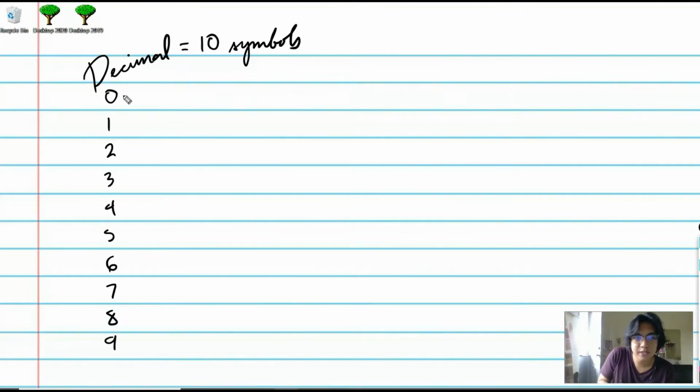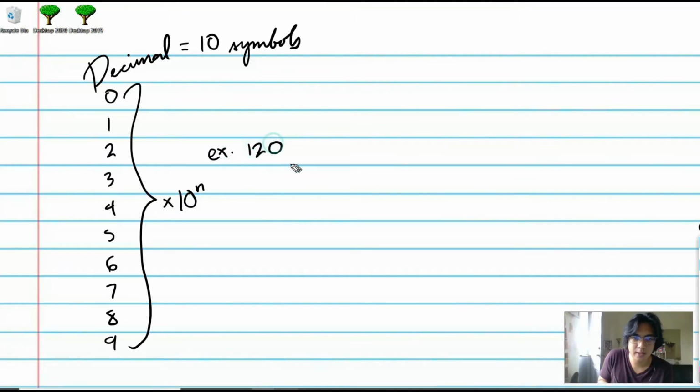In order to generate numbers, you take these symbols and multiply them by powers of 10. So for example, if we have 120, what you technically do with the system is you multiply each of the digits, preferably from right to left, by powers of 10. So this is 0 times 10 raised to the 0th power. This is 2 times 10 raised to the first power. This is digit 1 times 10 raised to the second power.